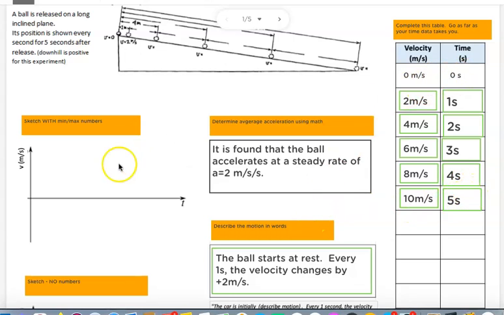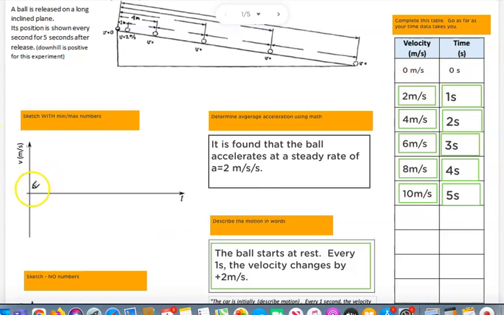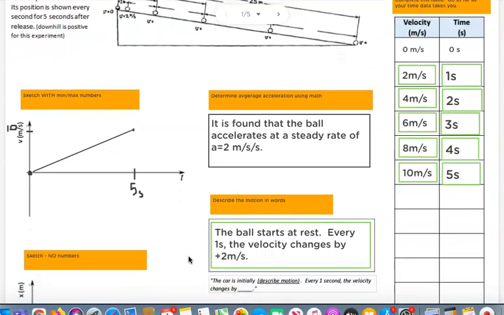Now, I know that I go from a velocity of 0 to 10 in a 5-second period. I'm going to go up to 10 meters per second. I'm going to start at the origin, and then I'm going to end at this point. And that would be what my velocity time graph looks like. Another representation. Remember, a diagonal line.